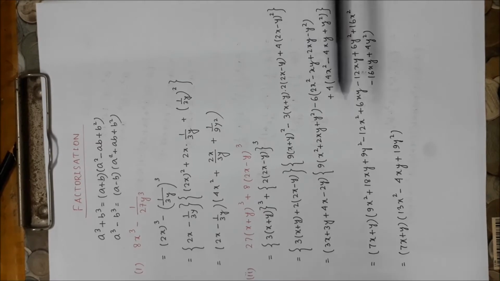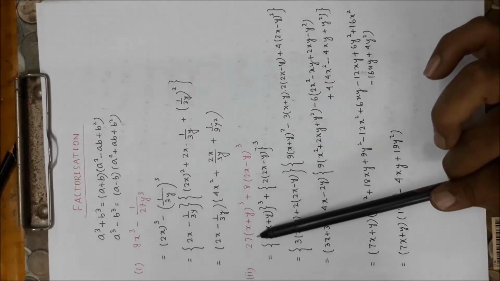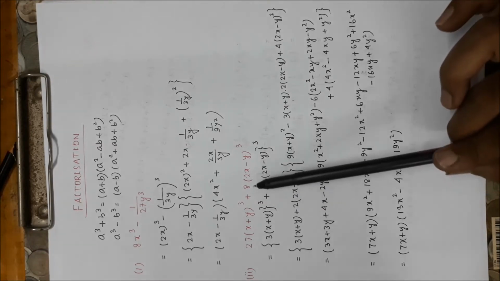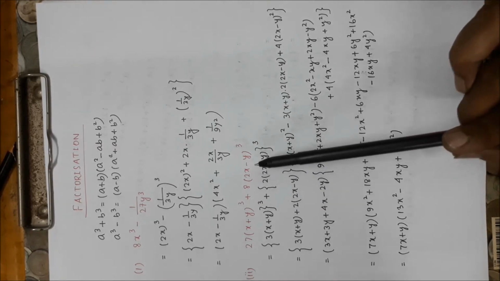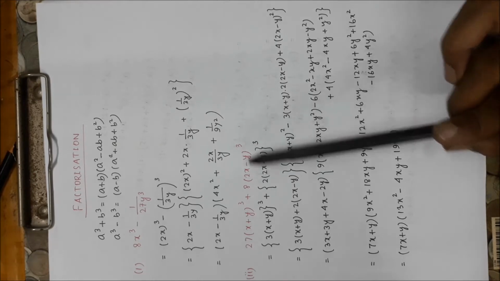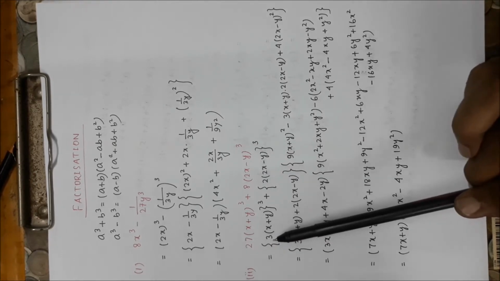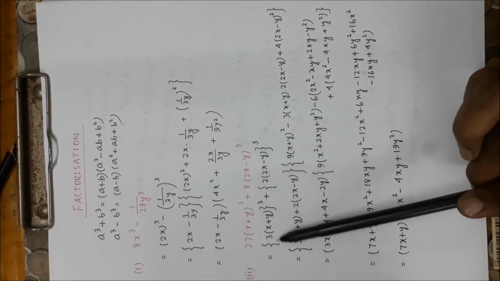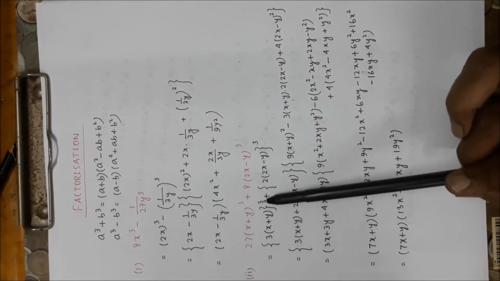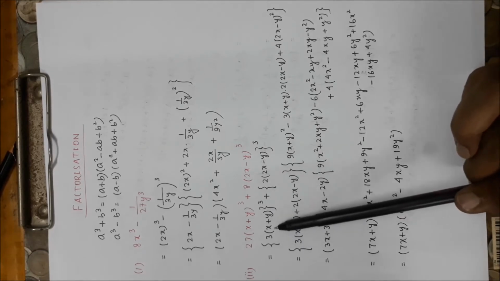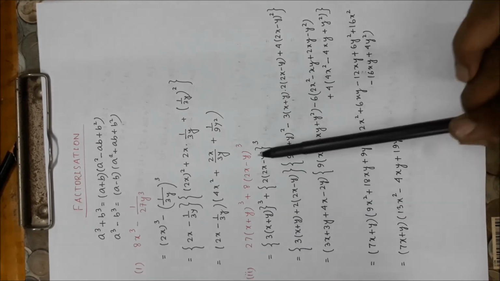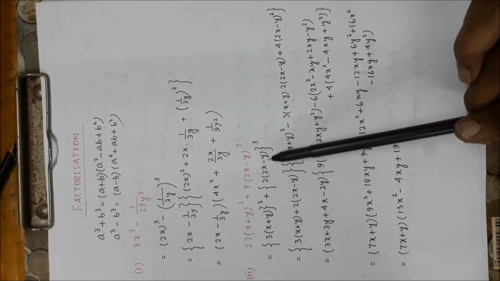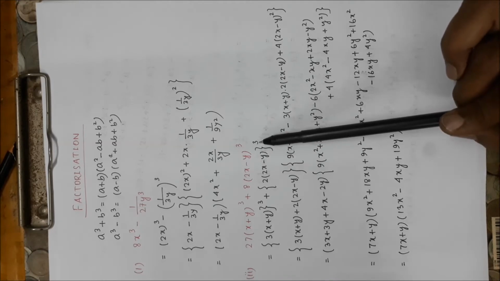Moving into the next problem, 27 into x plus y to the power 3 plus 8 into 2x minus y to the power 3. So 27 can be written as 3 cube, and x plus y cube. So we are writing this term as a cube of 3 into x plus y. Same way, this term we can write as cube of 2 into 2x minus y.